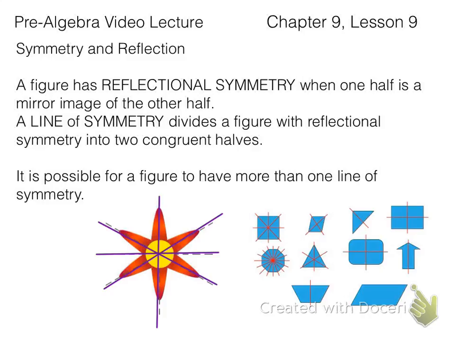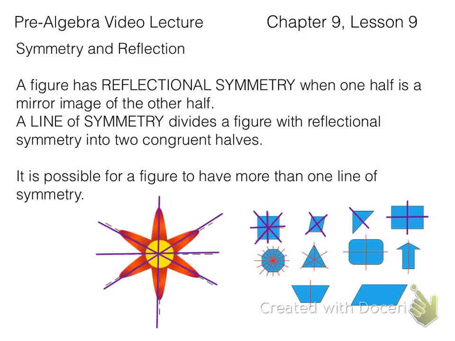Whereas this rectangle, possibly square right here, has 1, 2, 3, 4 lines of symmetry. This rhombus here has 1, 2 lines of symmetry. A triangle has 1. This other rectangle has 2. This is probably a square. That's what that first one was.